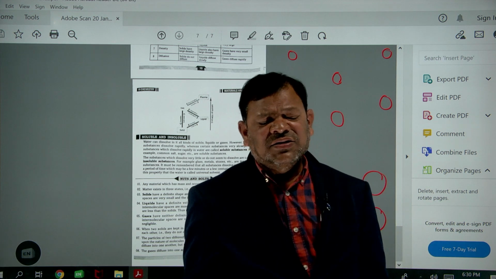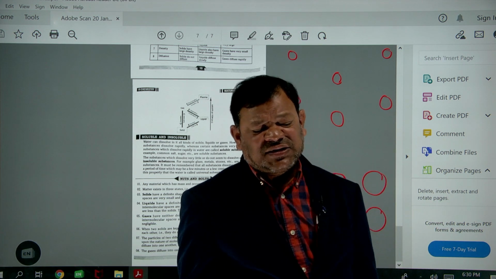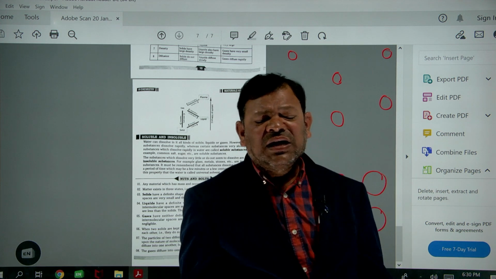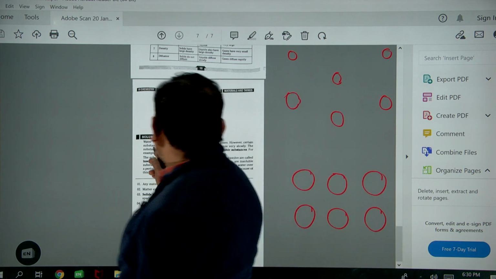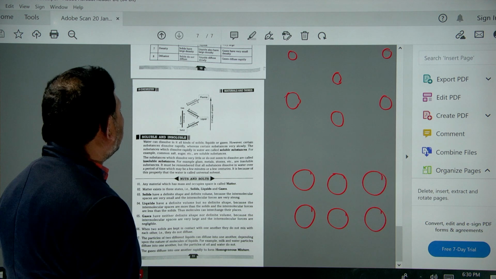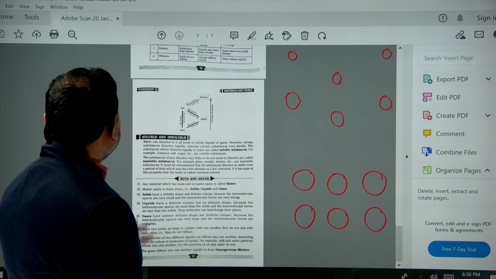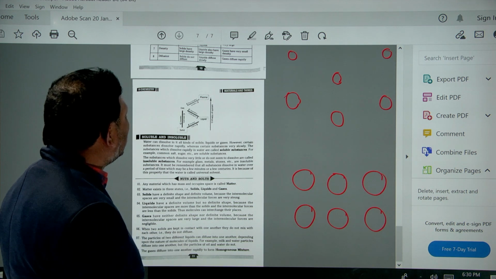Do you know very well? Salt, soluble substances. Sugar, soluble substances. Stones, insoluble substances. That means water can dissolve all kinds of solids, liquids and gases. However, certain substances dissolve rapidly, whereas certain substances dissolve very slowly.